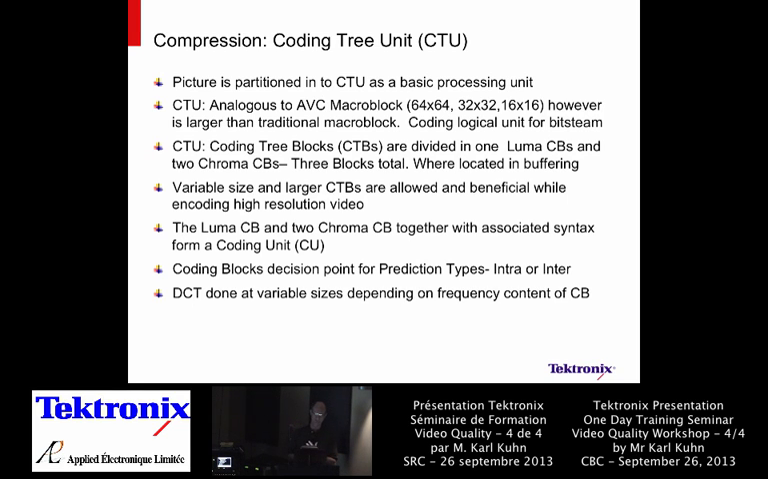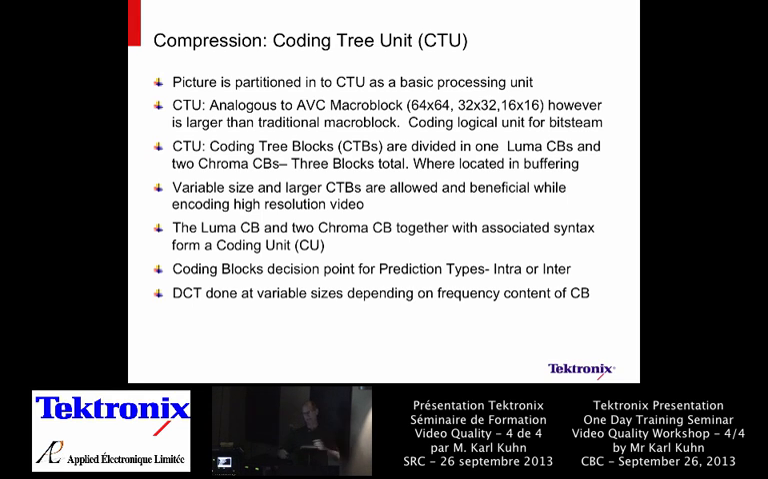You have variable size. You can have larger coding tree blocks because what you're doing is putting the processing power where it's needed. If nothing's going on over here in the edges, don't worry about it. Where the action is, where the money's being made, is where the processing is going. So that's the huge leap from MPEG-2 to where we are today.